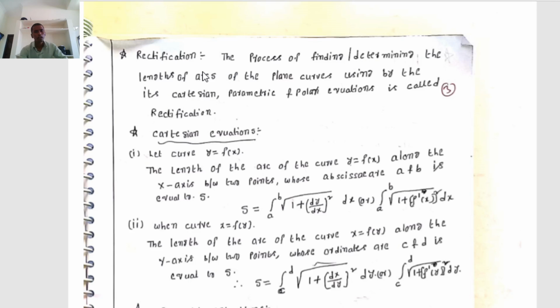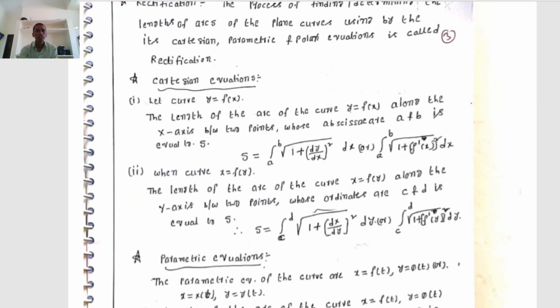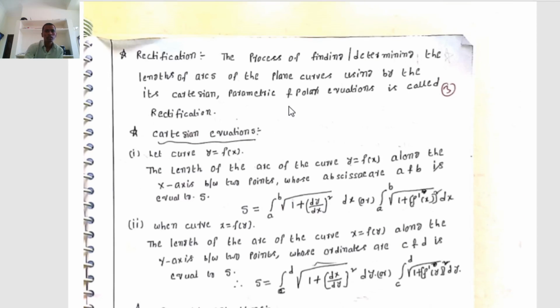Okay. Our topic is rectification of the length of a plane curve. First, what does rectification mean? Rectification means the process of finding the length of the arc of plane curves using their Cartesian, parametric or polar equations.